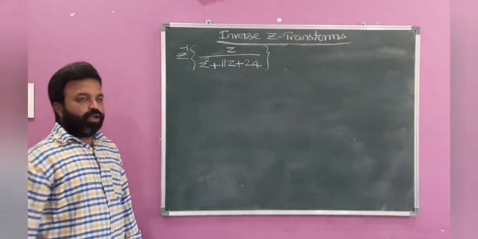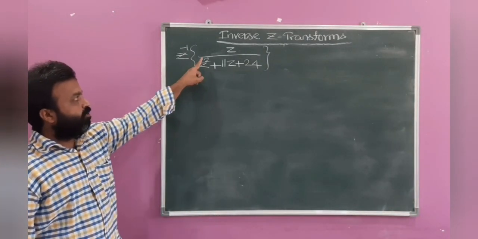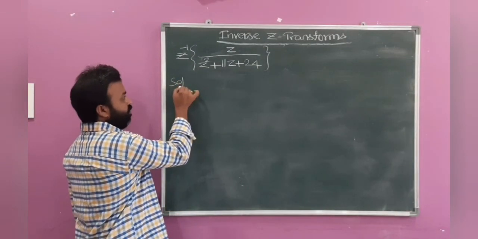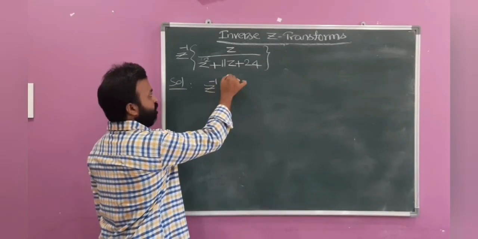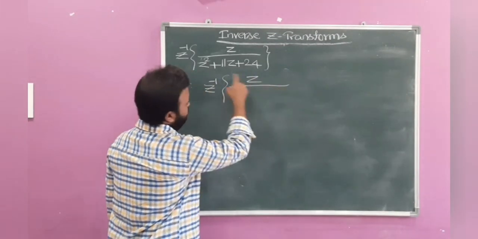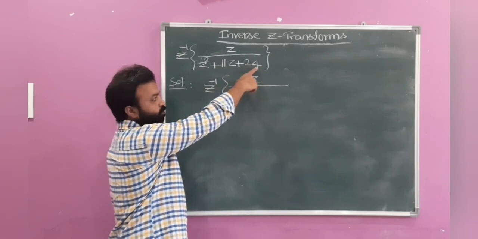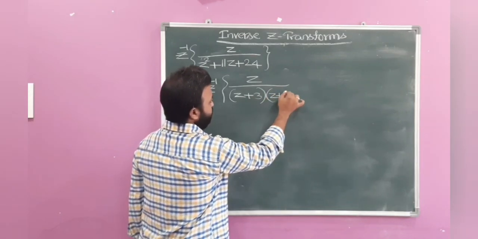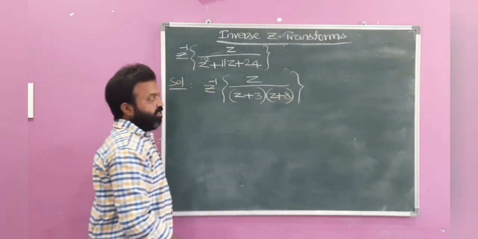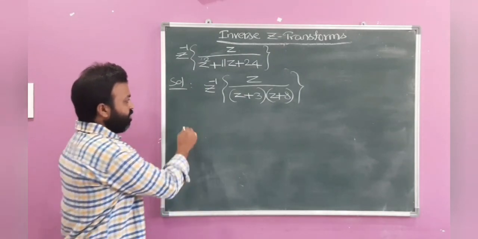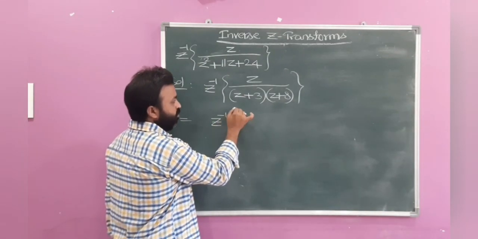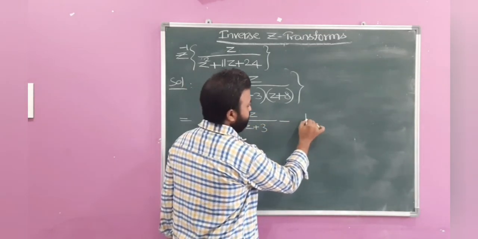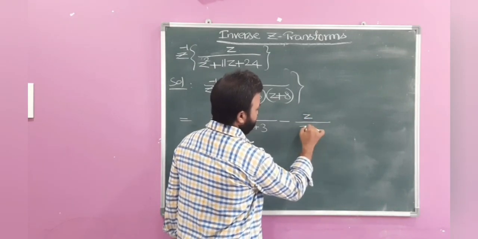Now we will take one simple example. We will find Z inverse of z by z square plus 11z plus 24. Okay, so we find the solution for this. We write the denominator z square plus 11z plus 24 as factors z plus 3 and z plus 8. So this is z by z plus 3 into z plus 8. Now by resolving it into partial fractions, we write this as z by z plus 3 minus z by z plus 8.